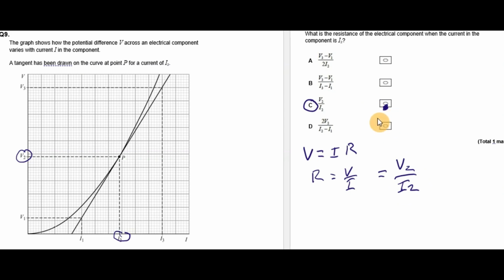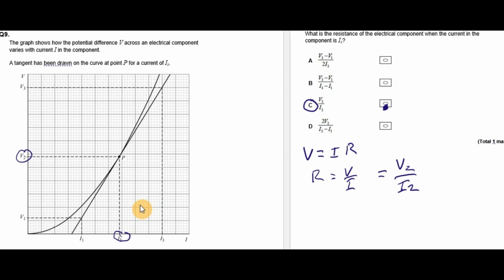Almost too easy. Why did they bother drawing this tangent in? I think they drew the tangent because a lot of students make a mistake and they think that on a potential difference current graph, the gradient is directly proportional to the resistance. It isn't. The gradient shows how the resistance is changing.